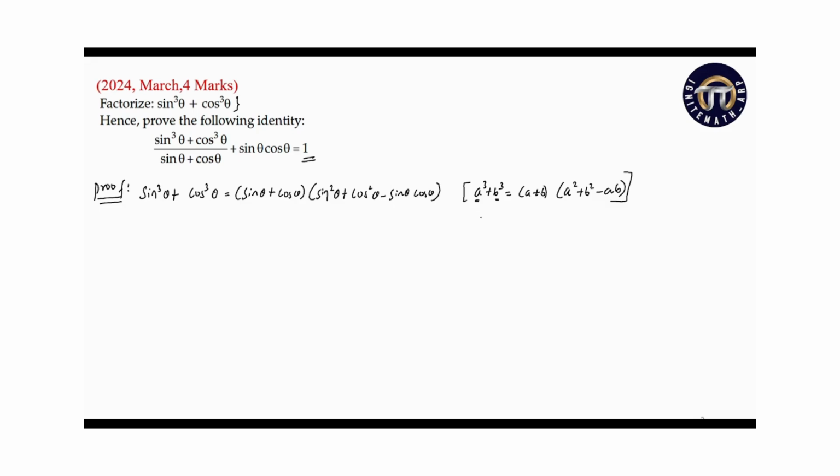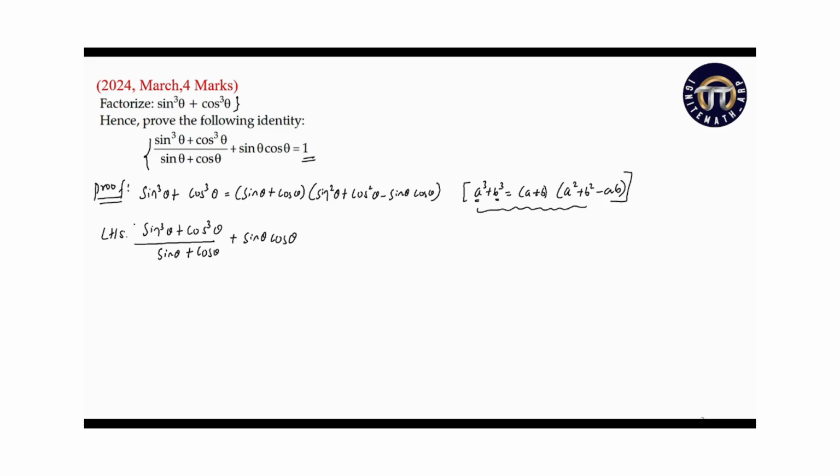Do not forget to mention the identity whatever you have used. Right, so this is the factorized version of sin cube theta plus cos cube theta. Now my task is to prove the LHS equal to RHS, which is mentioned in the second block. So now I will take the LHS, that is sin cube theta plus cos cube theta divided by sin theta plus cos theta plus sin theta cos theta.